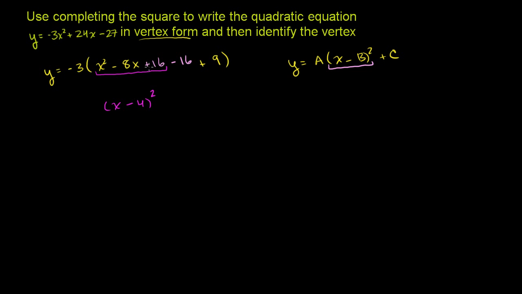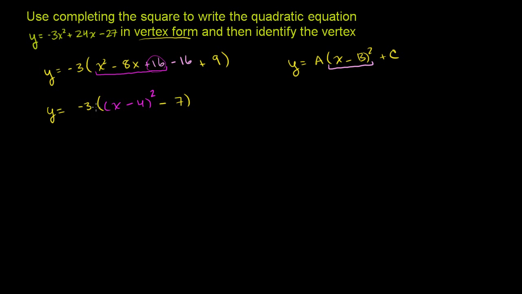And if you're confused, how did I know 16? I took negative 8, I divided it by 2, I got negative 4. And then I squared negative 4. This is negative 4 squared right there. And then I had to subtract that same amount so I don't change the equation. So that part is (x minus 4) squared. And then we still have this negative 3 hanging out there. And then we have negative 16 plus 9, which is negative 7. So we're almost there.